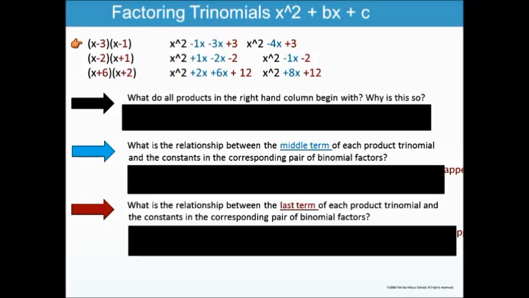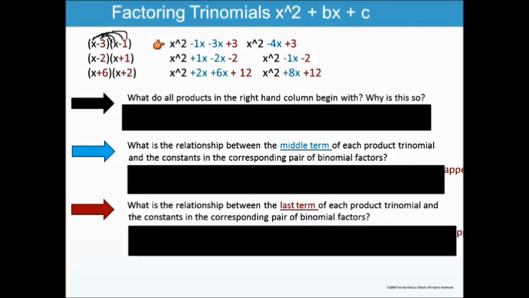Let's look at our first example here. I'll begin by using the distribution method. I'll multiply x times x, which gives me x squared. Next, I'll multiply x times -1, giving me -1x. Next, I'll multiply -3 times x, giving me -3x. And lastly, I'll multiply my last terms of each binomial, -3 times -1, giving +3.